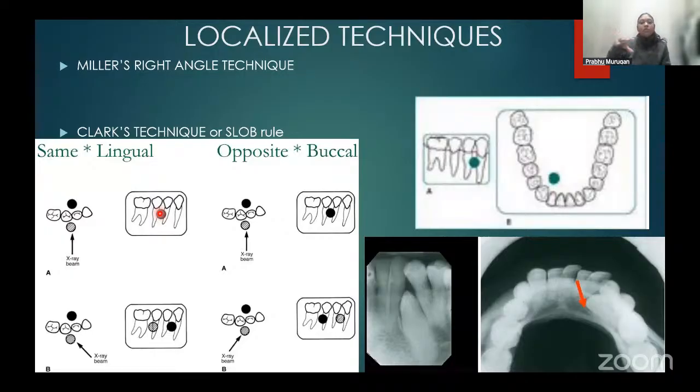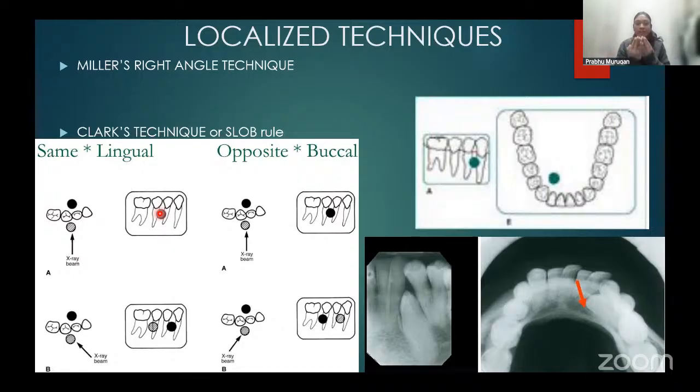extended tube. When you shift the tube towards the mesial side, and in the subsequent X-ray you see the object also moving mesially, moving on the same side as the tube, then we can say that it is present on the lingual side. Same side means lingual side. If the tube is moved mesially, but the object moves distally, towards the opposite side, then we can say it is present on the buccal aspect. It's very, very simple.